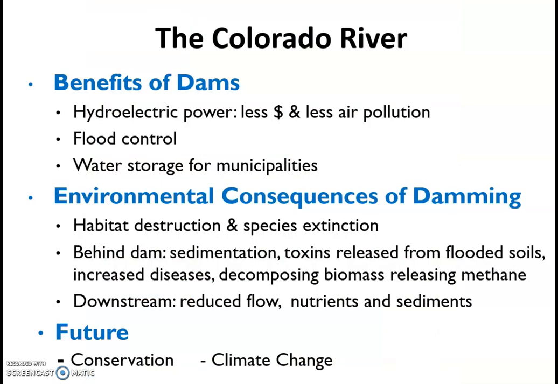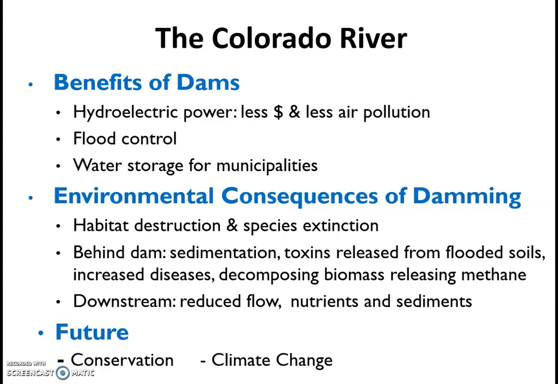So now let's look at the balance of benefits and consequences of putting up a dam along a river such as the Colorado River. So one of the potential benefits is the creation of hydroelectric power, which costs less and produces less air pollution. You also have the benefit of flood control for downriver areas. And you have water storage for municipalities. So if you seem to be heading into a low precipitation, you can stop letting that water flow and maintain the water in the reservoir so that you have enough.